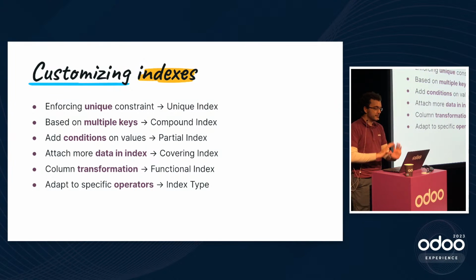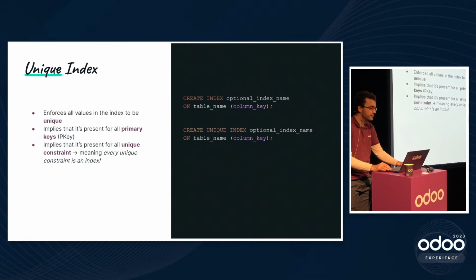Indexes can be customized in different variants. We have unique indexes, compound indexes with multiple keys. You can have conditional ones, which are called partial indexes. Covering indexes are an interesting point, especially for PostgreSQL, because it's a bit specific to them. You have column transformation, which is a big trap, especially in Odoo, because if you don't put the correct functions for your indexes, they might not be used, because Odoo uses a lot of functions internally, the ORM, to create efficient queries. And then you also have indexes that adapt to specific operators in your query, which is the type of the index.